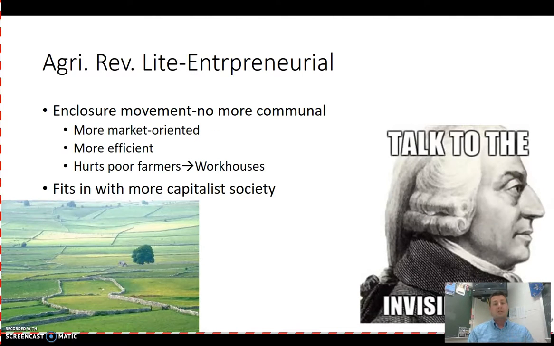It is also, in addition to being scientific, entrepreneurial. People are looking to make money. Unfortunately for the peasant class, that really means the aristocracy and the nobility. We see what is called the Enclosure Movement. So instead of large open communal fields, we have segmented fields in an effort to try and maximize the gains that can be made from agriculture. It's more efficient. It's also more market oriented.